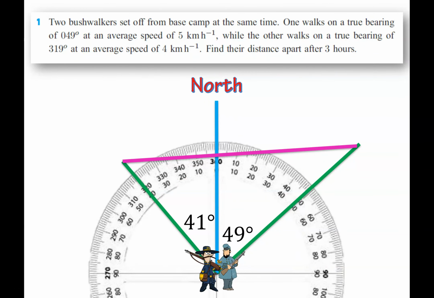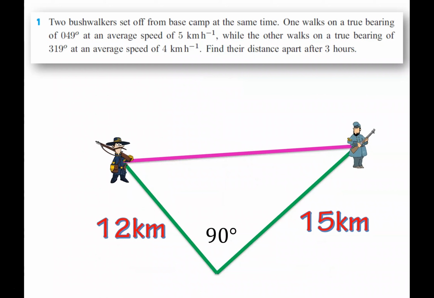Now if I continue with that, I can see that these guys are in fact going to be at the opposite ends of that purple, pink, magenta line. And we need to work out how long that line is. How do we do that? Well, those last 2 angles, 41 and 49, happen coincidentally to add up to 90, which is good times indeed. The other thing I'm noticing is that these 2 speeds, 5 kilometers an hour and 4 kilometers an hour, if you travel for 3 hours, they become 12 kilometers and 15 kilometers respectively.